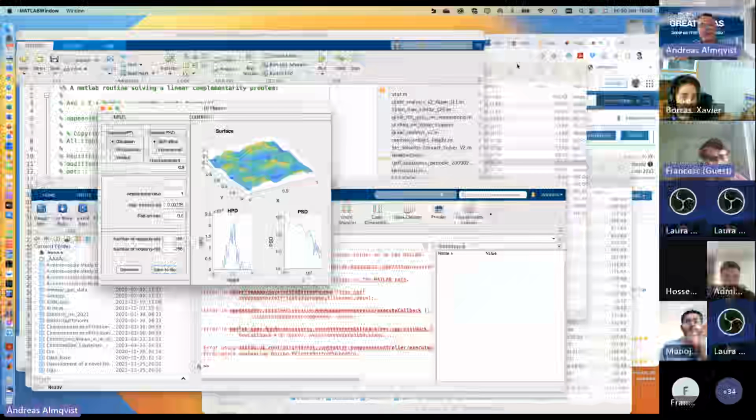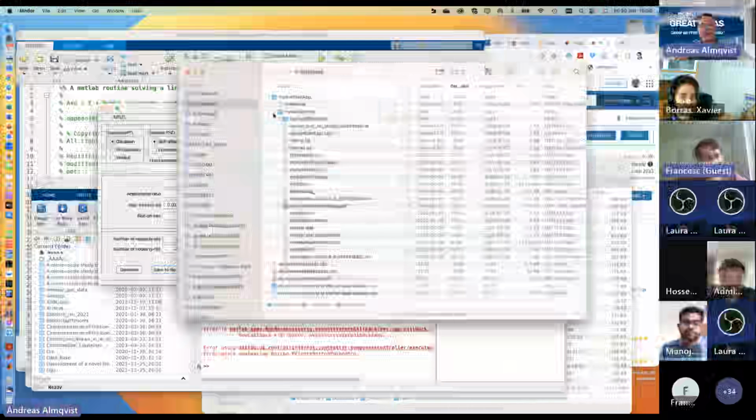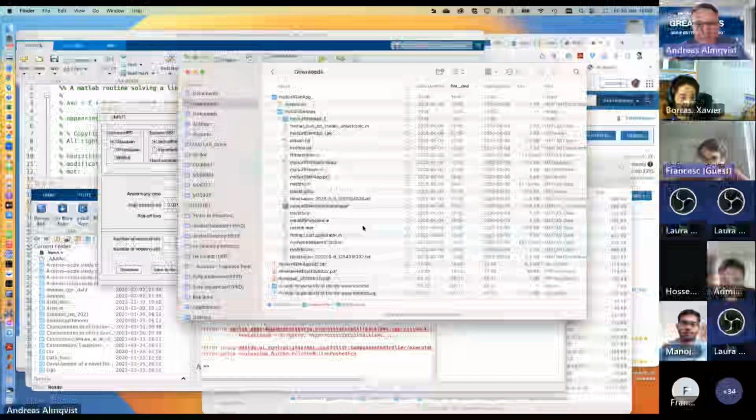Otherwise, you would find in the directory where you have unzipped it an M file of the realist.